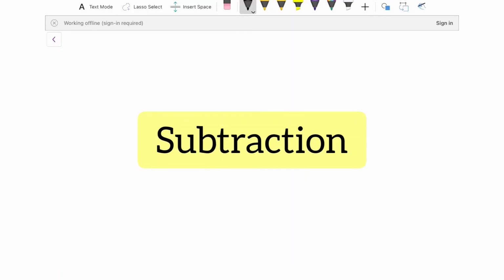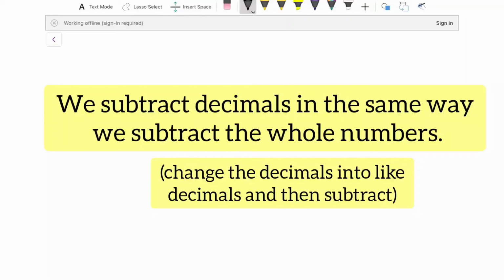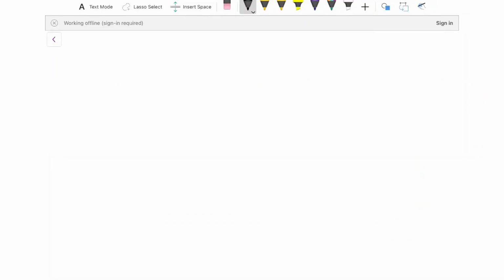Now, how do we subtract decimals? So again, subtracting decimals is exactly like how you subtract whole numbers. You need to change the decimals into like decimals and then subtract. Here's an example. How do you subtract 17.83 from 29.3?